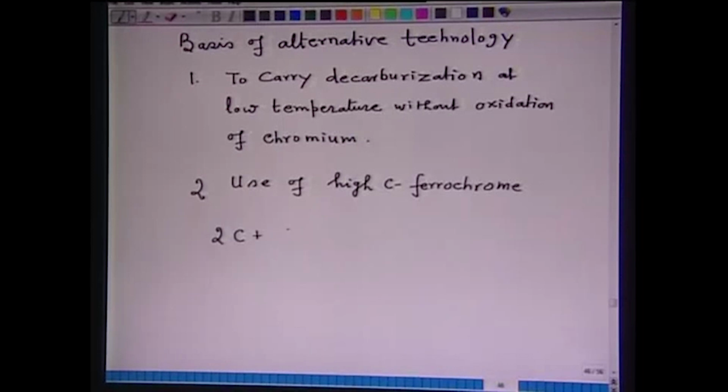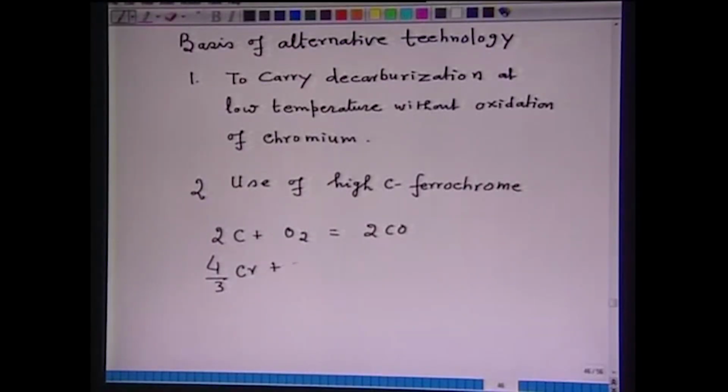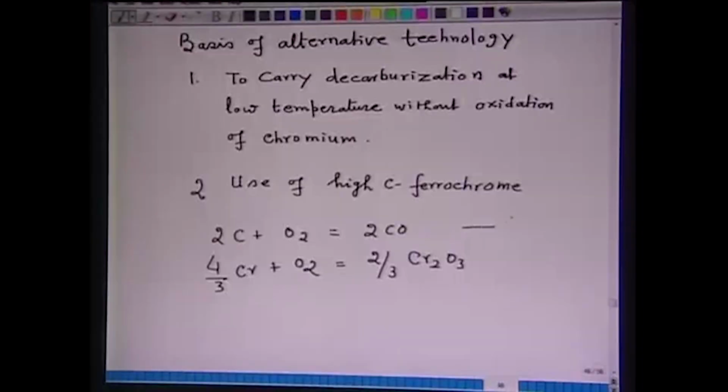We can also see this simply. If I write the reaction 2C plus O2 equals 2CO, 1 mole of oxygen produces 2 moles of CO. So, obviously, decrease in pressure will favor carbon oxidation. Whereas, 4/3 chromium plus O2 equals 2/3 chromium oxide. I do not want to carry out the calculation; I just have to see both these equations. In equation 1 there is an effect of pressure, in equation 2 there is no effect of pressure. So, by simply seeing the reaction, it is clear that if I decrease the partial pressure of carbon monoxide, then carbon oxidation will be favored.